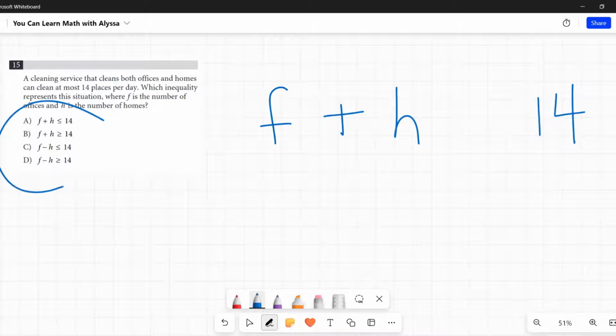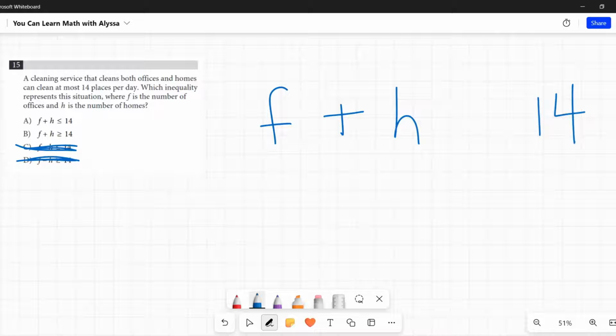And there, look at our options here. We have F plus H, F plus H, F minus H, F minus H. And right off the bat, F minus H, F minus H, those are out of the question, because we're saying together, we're adding, we're bringing them together. So it's either going to be less than or equal to or greater than or equal to.